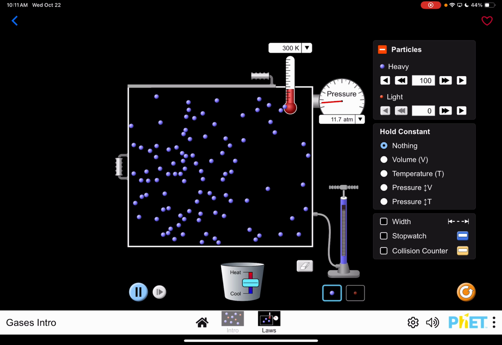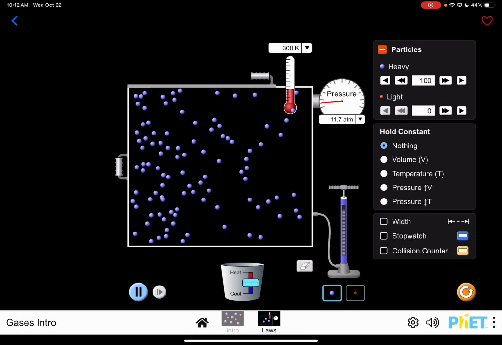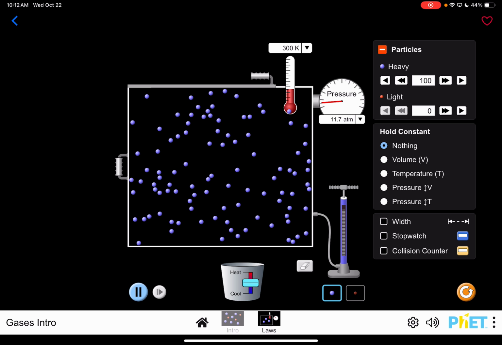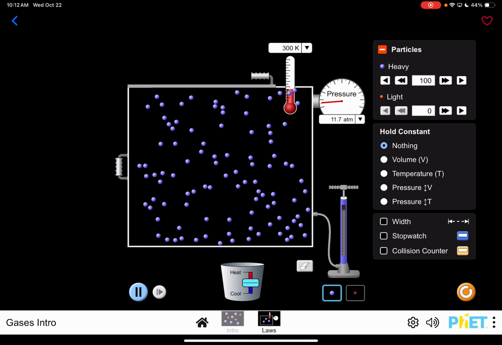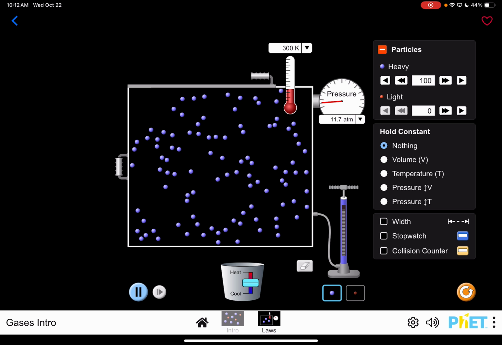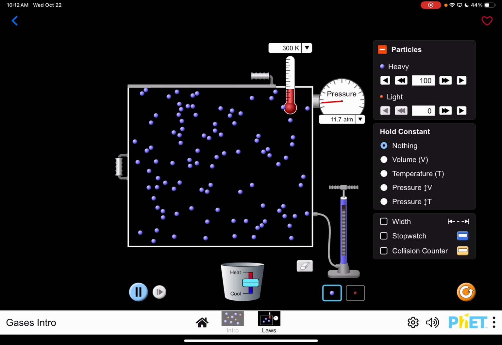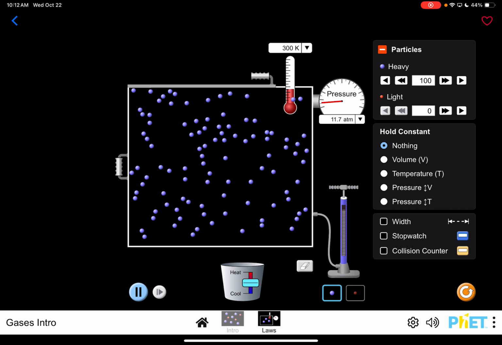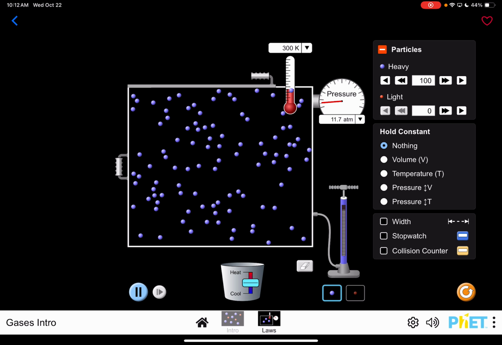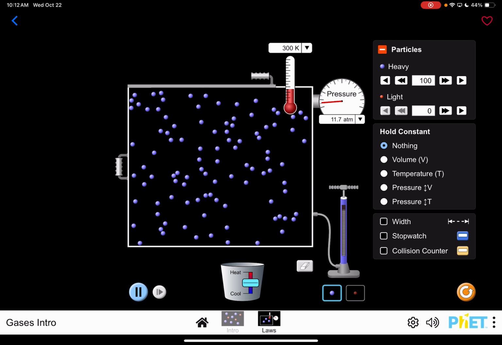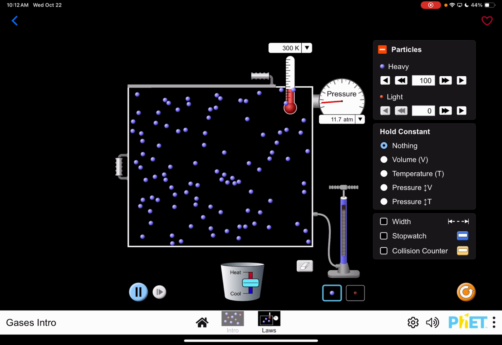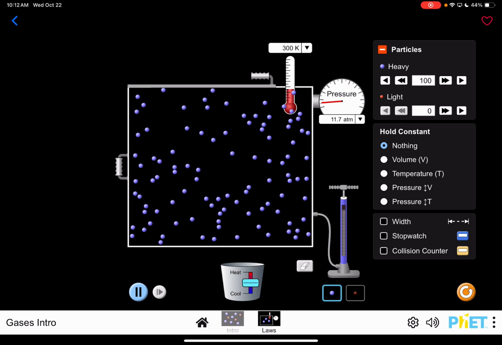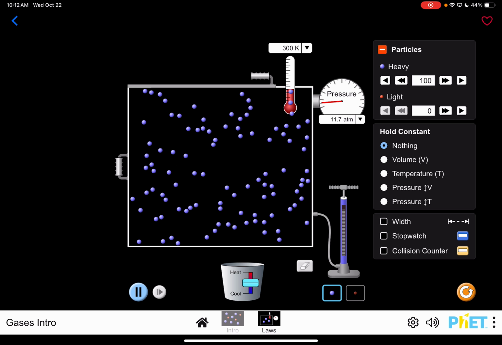Okay, so the pressure went up, right? So if we increase the number of moles, we're going to increase the pressure as well. Okay, so why did the pressure increase? Conceptually, why did the pressure increase? Is each particle hitting the container more often? No. There are more particles to be hitting the sides of the container.